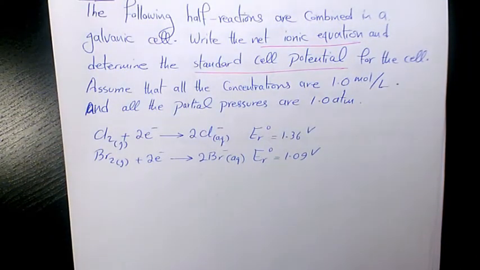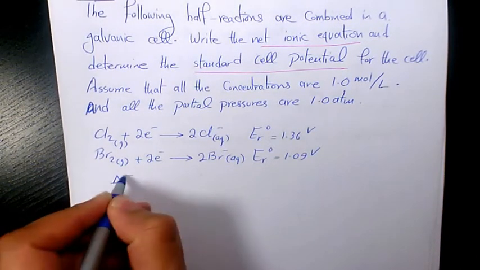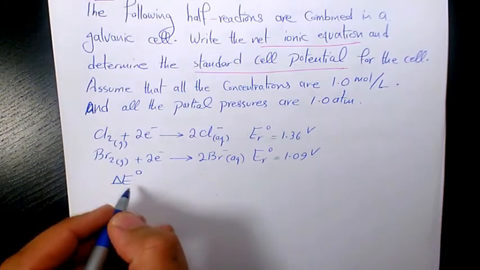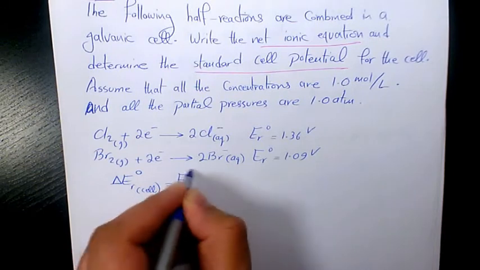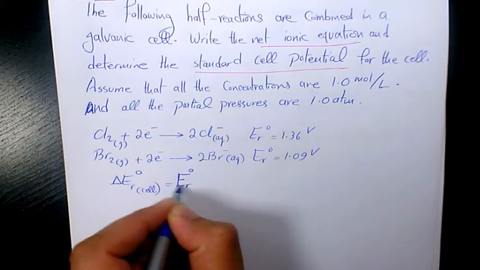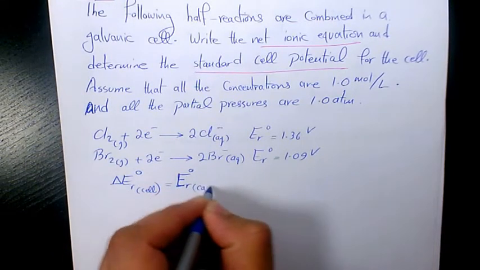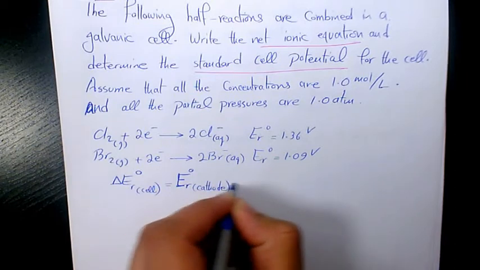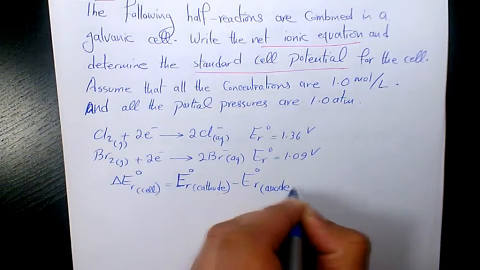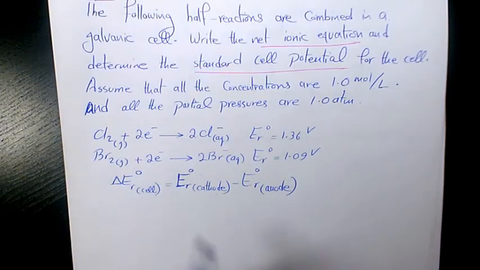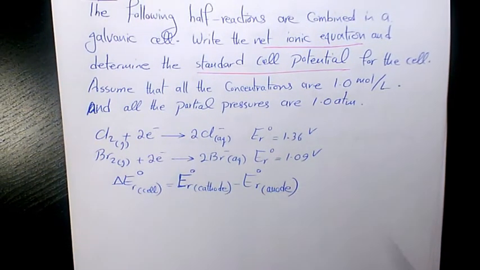Let's start with standard cell potential. The formula for finding standard cell potential is like that. So E° cell equals the standard reduction potential for cathode minus standard reduction potential of anode. So then we need to figure out which reaction is cathode, which reaction is going to happen in anode.